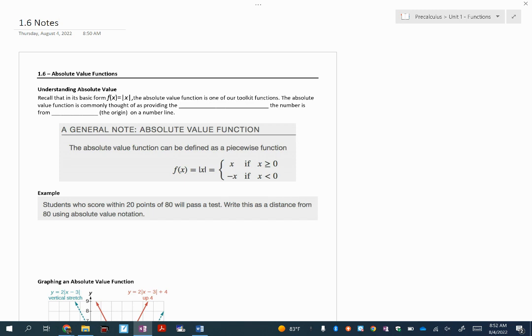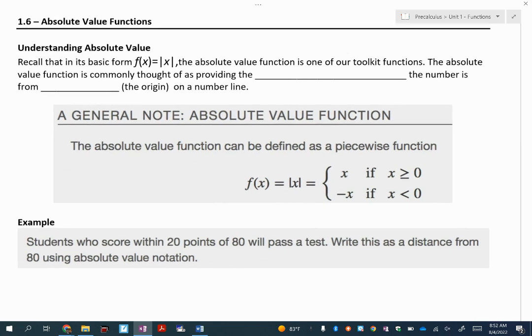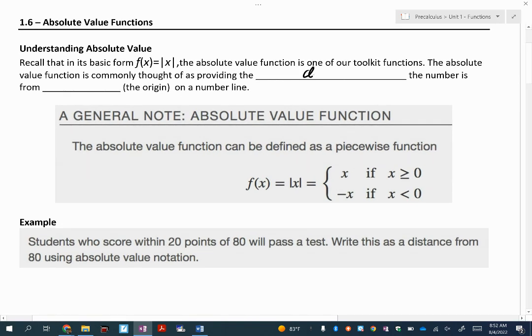So I always give the example of if I were to drive from here to Austin, and then drive from Austin back to here, ultimately I'm driving the same distance even though I'm going different directions. So directions can be positive or negative, but distance is always going to be positive. So the absolute value function is commonly thought of as providing the distance the number is from zero.